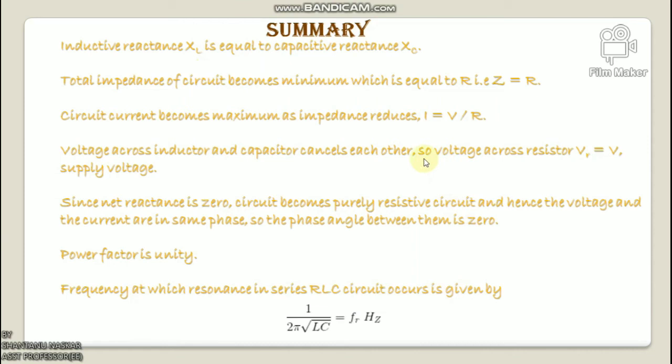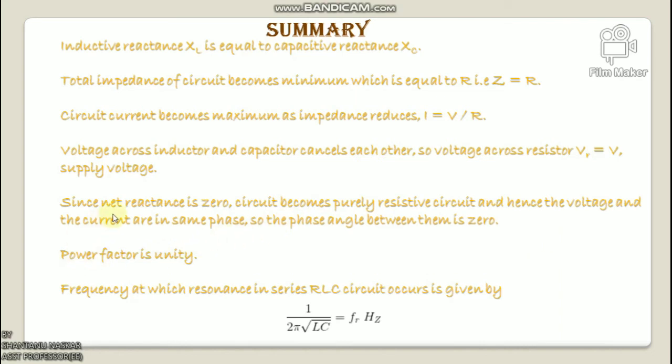Now if we discuss the summary of this series RLC resonant circuit. For a series RLC circuit at a certain frequency called the resonance frequency, the following points must be remembered. At resonance, inductive reactance XL equals capacitive reactance XC, we all know that, and the total impedance of the circuit becomes minimum, which equals R, that means Z equals R. And number 3, circuit current becomes maximum as impedance reduces, I equals V by R.